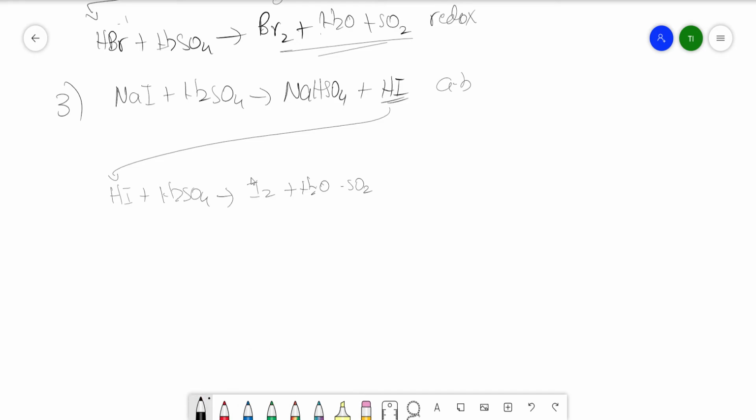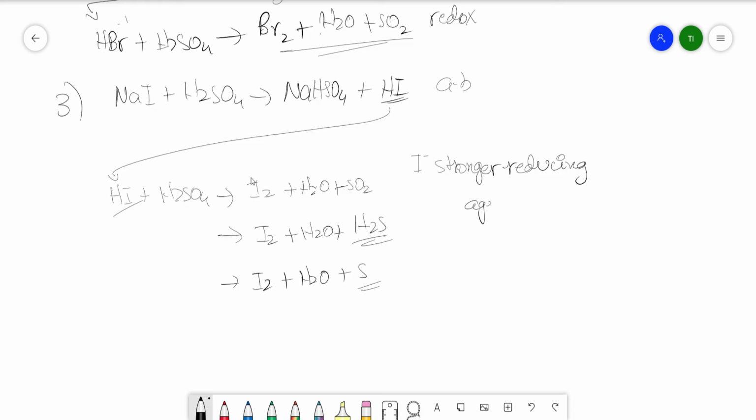Okay, just give me a minute. Or it can give you I2 plus H2O plus hydrogen sulfide, H2S, or it can give you I2 plus H2O plus S, just sulfur alone. The reason why these are produced in the case of HI and not with HBr is because I- is a stronger reducing agent. Okay, now that's a very important reaction.